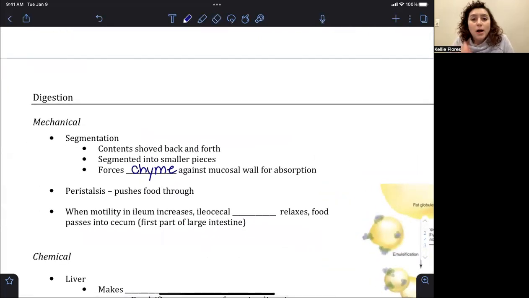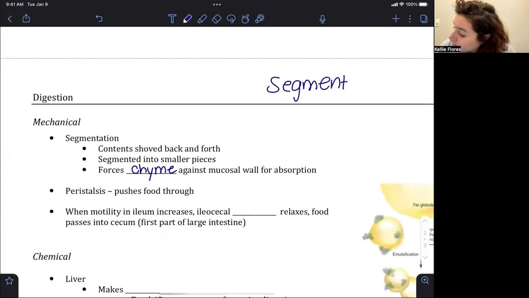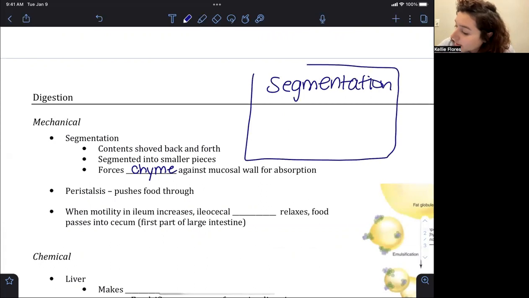So I want you to pause here for a second, and I want you to Google a picture of segmentation and add it here to your notes. Like, what does this mean? Segmentation in terms of digestion. I want you to put a picture of it in your notes because I know there's some that you can Google. And so that will help you visualize what segmentation means, because that is a mechanical part of digestion.